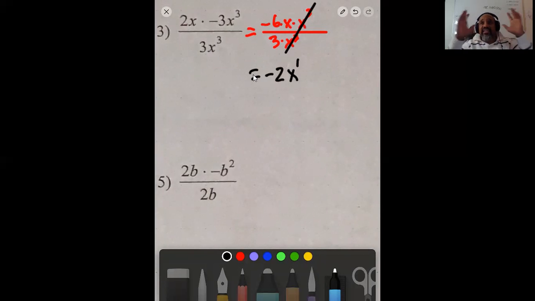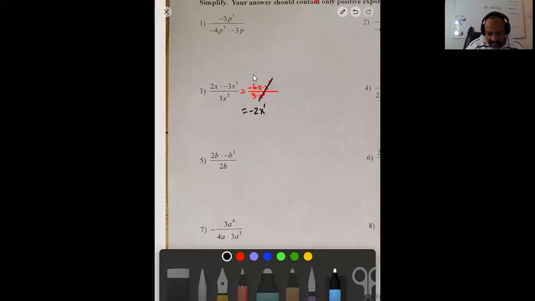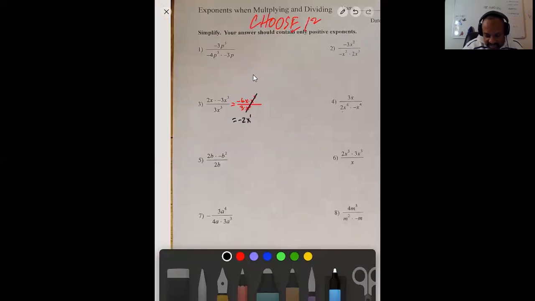So even though you've got numbers and you've got variables, I would focus on the numbers separately and the variables separately, and remember the terms up top are being multiplied together, and on the bottom this is 3 times x cubed, okay? So that's one. Let me look for another example to try.